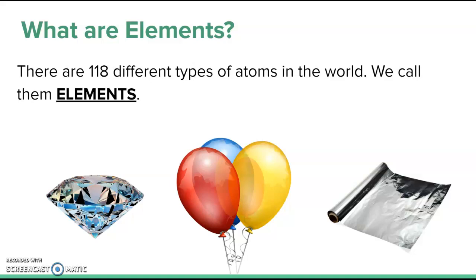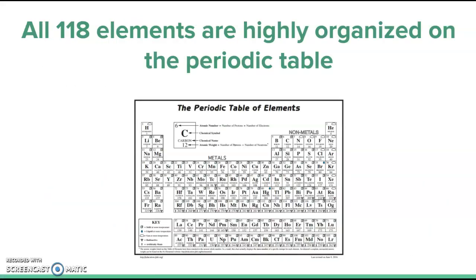So we have 118 different types of atoms in the world. That means all the way from an atom with one proton to an atom with 118 protons. We call each individual type of atom an element. You probably know of some elements. Diamonds are made out of the element carbon. You've probably filled a balloon with helium before or played with one. Helium is an element. I'm sure you've used aluminum foil that's made with aluminum, which is also an element. So we're going to dive into what we can find out about these elements on the periodic table.